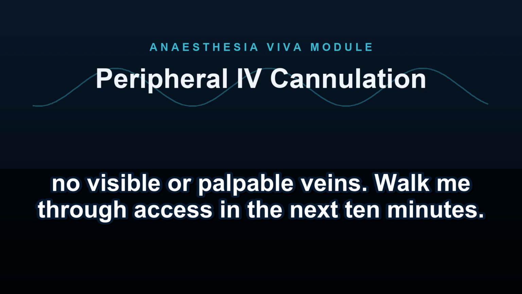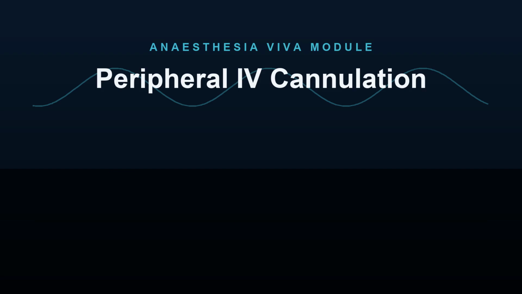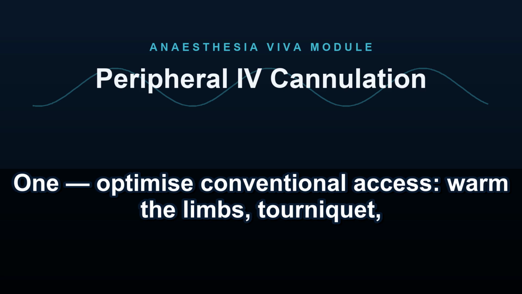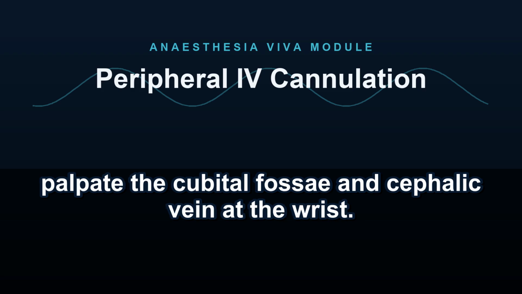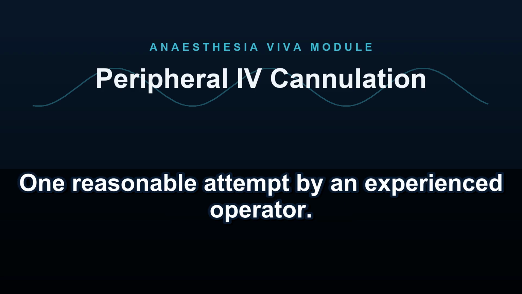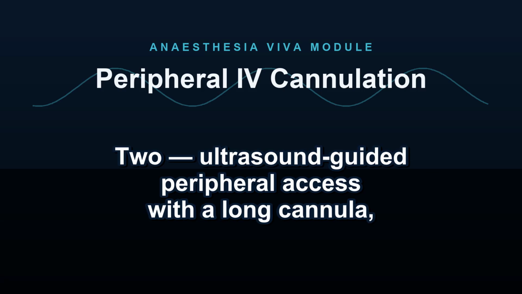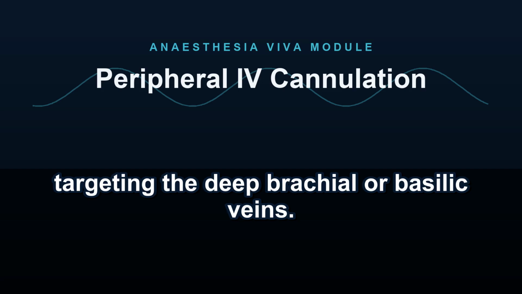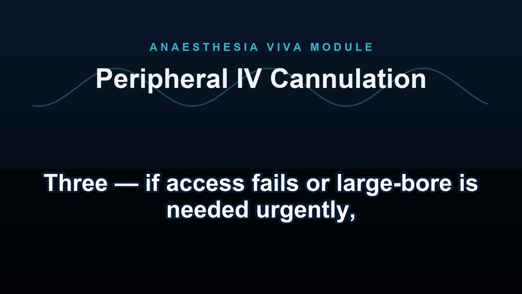Walk me through access in the next 10 minutes. A staged escalation. 1. Optimize conventional access. Warm the limbs, tourniquet, palpate the cubital fossa and cephalic vein at the wrist. 1 reasonable attempt by an experienced operator. 2. Ultrasound-guided peripheral access with a long cannula, targeting the deep brachial or basilic veins. 3. If access fails or large bore is needed urgently.